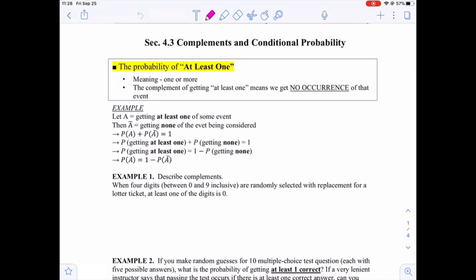Section 4.3 is about complements and conditional probability. Let's start with complements. First, the probability of at least one means one or more.